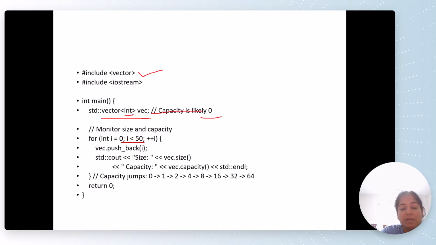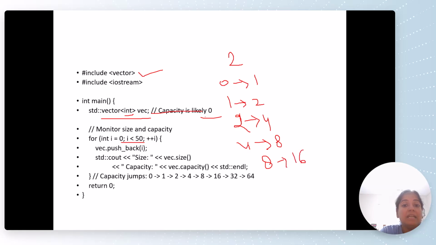Whenever it needs to grow, the capacity doubles. So if it is 0, the first time it will become 1, then from 1 it will be 2, then from 2 it will be 4, then from 4 it will be 8, then from 8 it will be 16, and so on. Capacity doubles every time, and it is done by the vector itself. We do not need to worry about it.